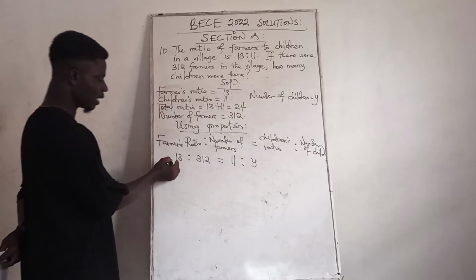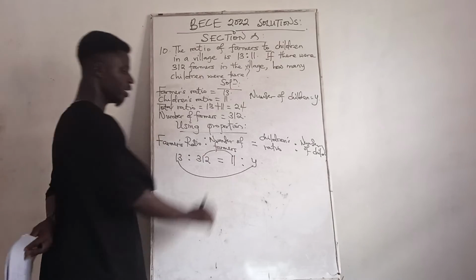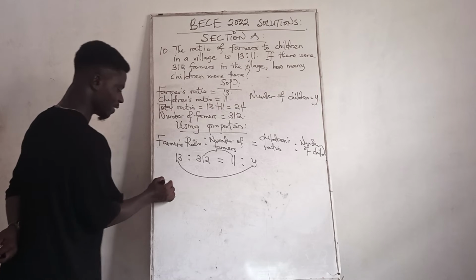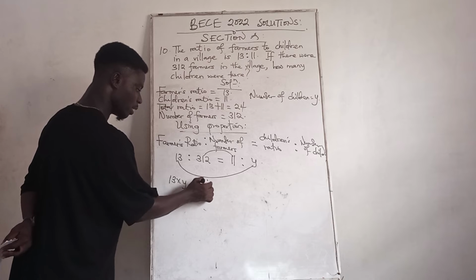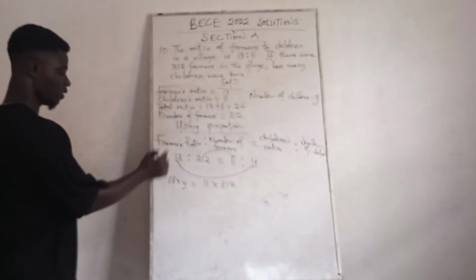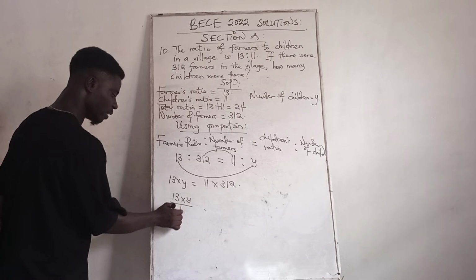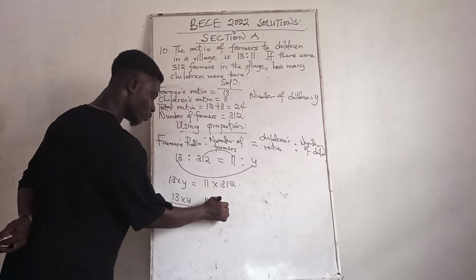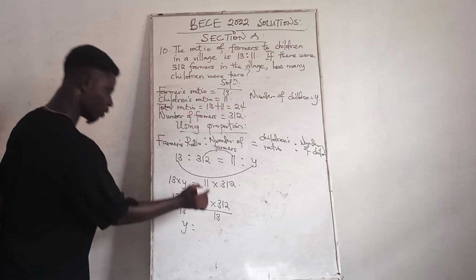So now we can say that what? Extreme, then we can use what? Mean. So we have our extreme, then mean. So which means 13 multiplies y, which must be equal to 11 multiplies 312. Right. So we divide both sides by 13. So I have my 13 times y divided by 13, which is equal to 11 times 312 divided by 13. Then I get my y, which is equal to.